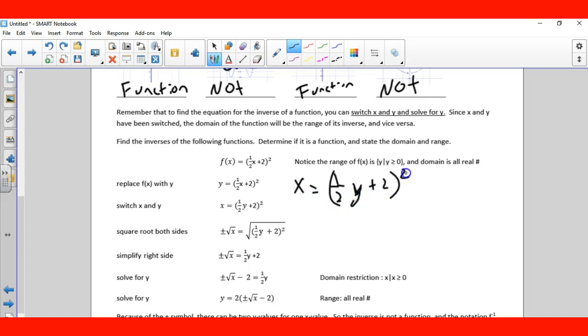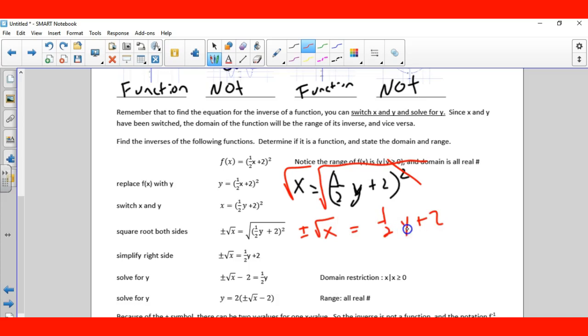So right here you would see the square. You can't do anything to the parentheses, they're isolated inside the parentheses. So we're going to evaluate this for that square. We want to remove the square, so we take the square root on both sides of the equation. This square and that square root negate each other. So now I have the square root of x on the left, plus or minus the square root, equals 1/2 y plus 2.